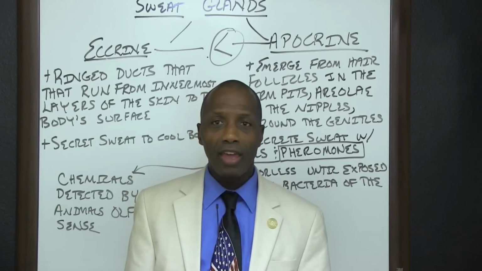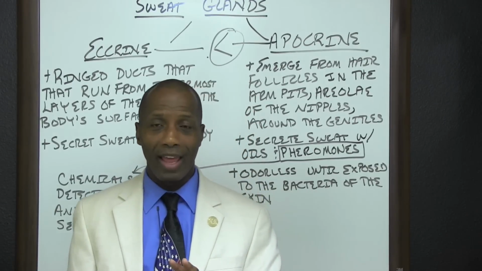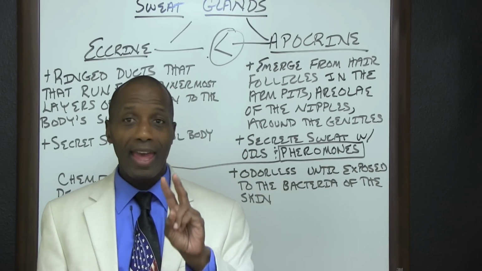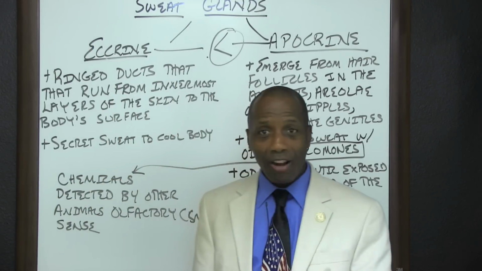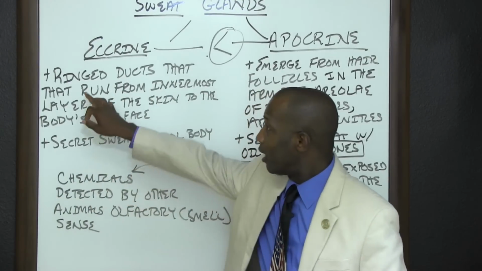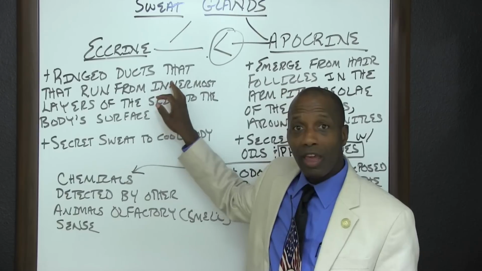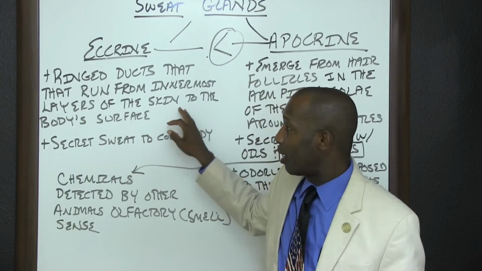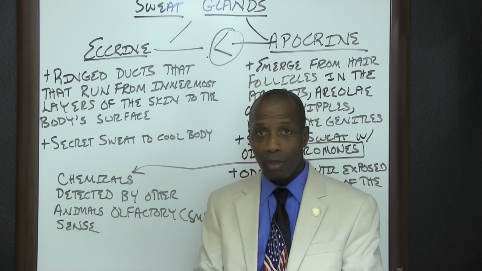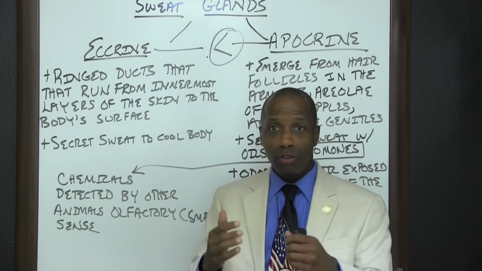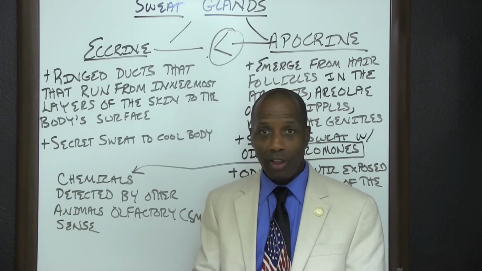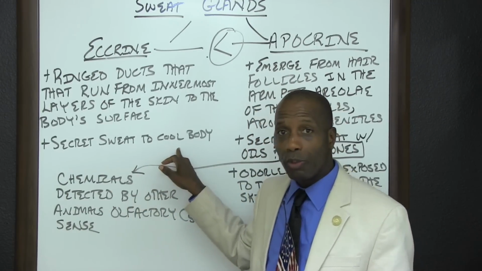The body contains 2 varieties of sweat glands, eccrine and apocrine. Eccrine sweat glands are ring ducts that run from the innermost layers of the skin to the body's surface. Also, eccrine sweat glands secrete sweat to cool the body.